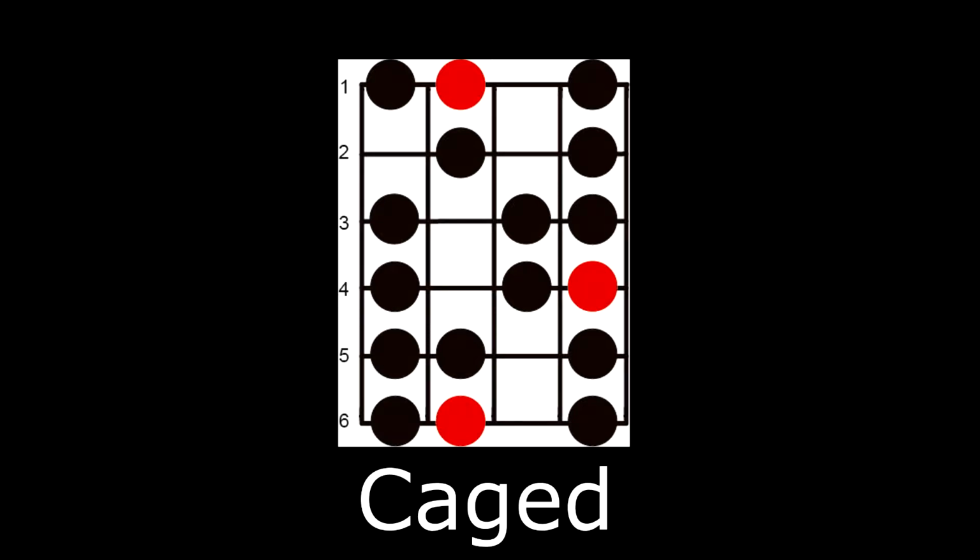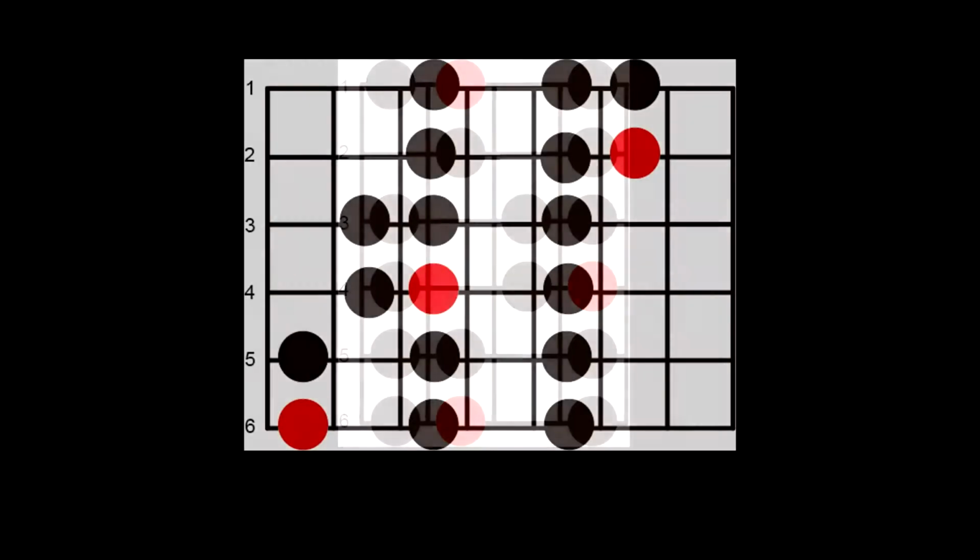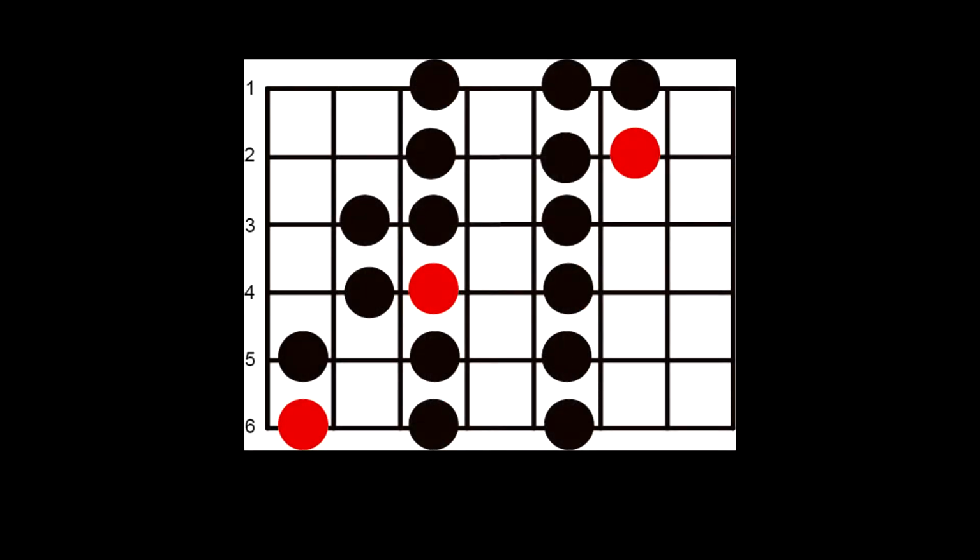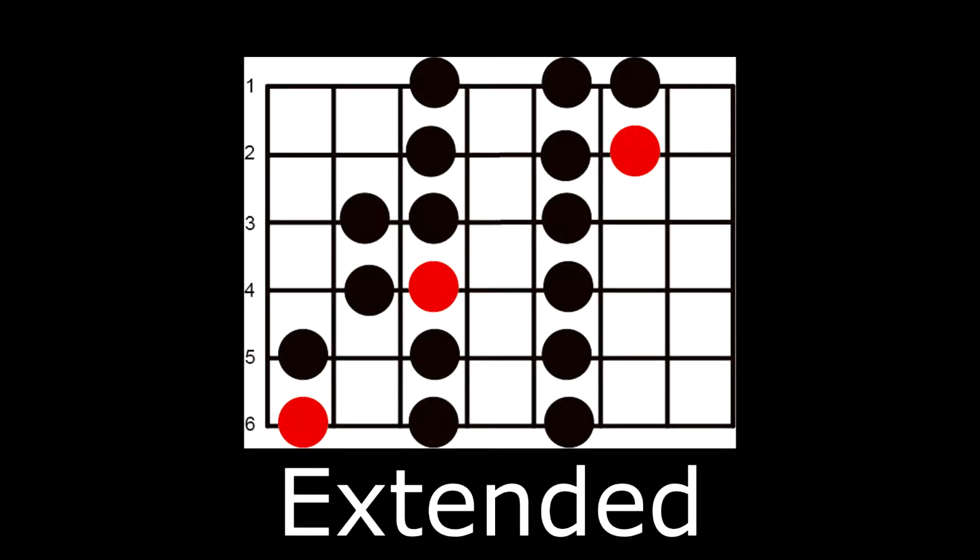Or maybe you know another one. Maybe you know this one. And this one is the same. This one contains the same notes as the last one, but in a different order. This is called the extended one. If so, don't worry, both are correct.